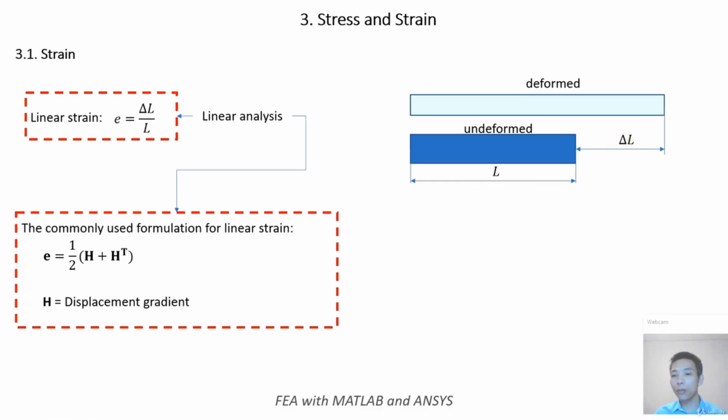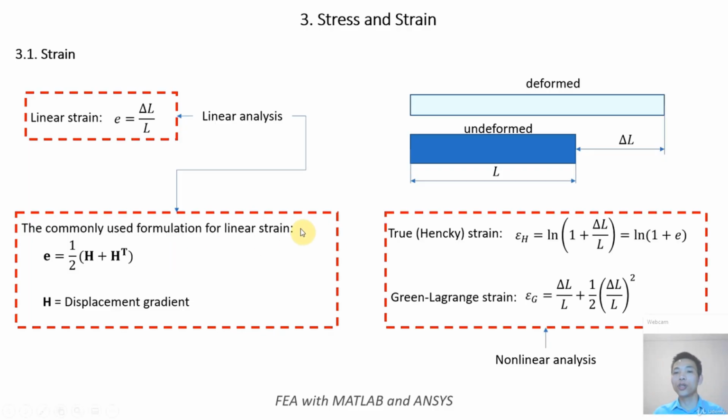In solid mechanics, you remember the linear strain is defined by the formulation e equals delta L per original length. And you remember that definition is used for linear analysis. The commonly used formulation for linear strain is in this formula, in matrix form, a general formulation, where H here is the displacement gradient that we already covered in the previous tutorial.